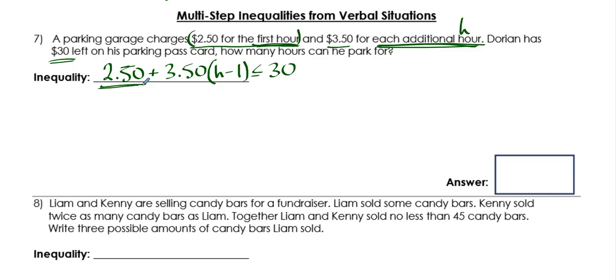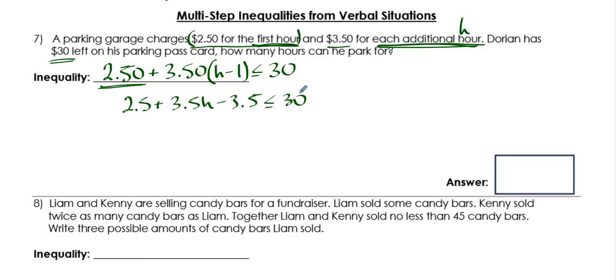Alright, so that's for the first hour. This is for every hour after that first hour. We're taking away the first hour because we already paid for it here. So we're going to distribute. So 2.5 plus 3.5h minus 3.5 is less than or equal to 30.